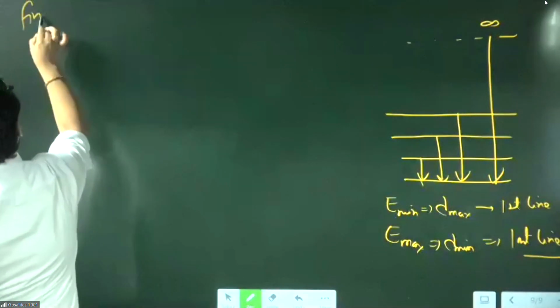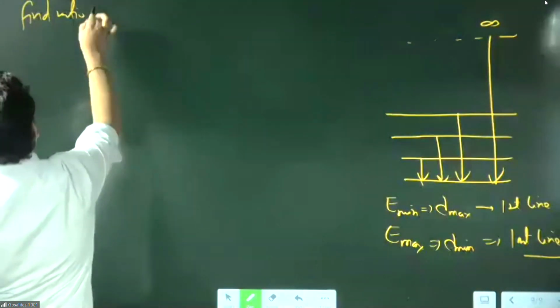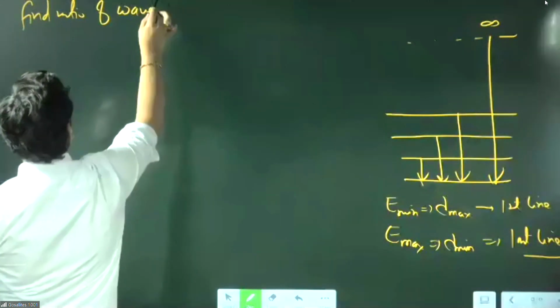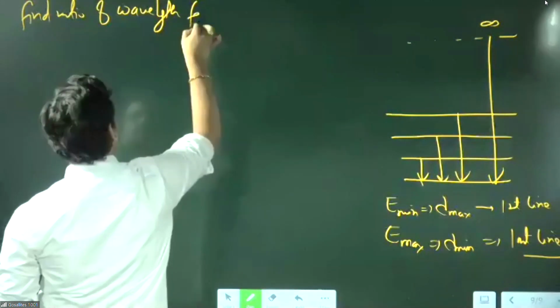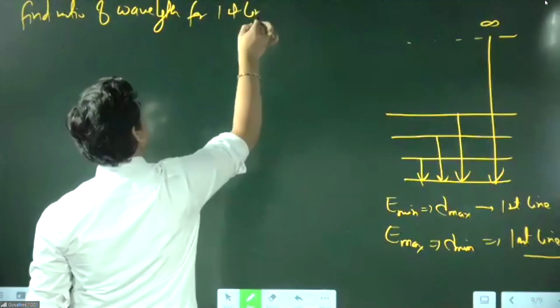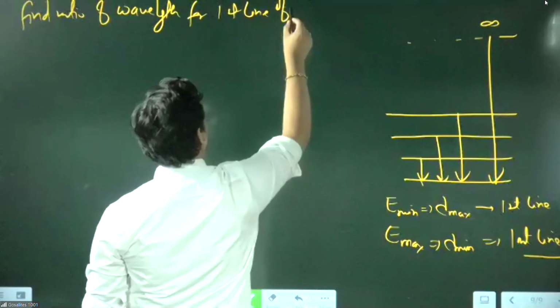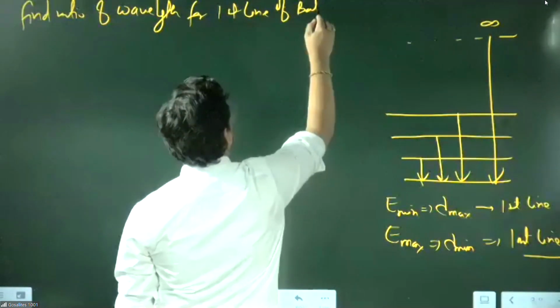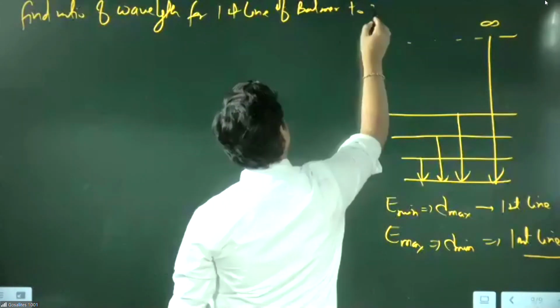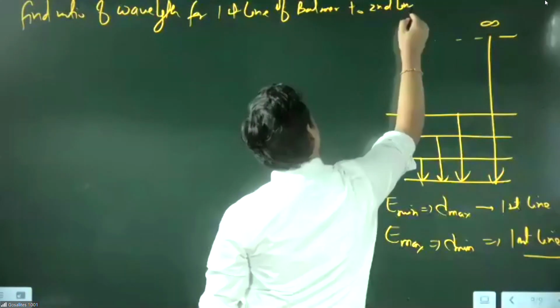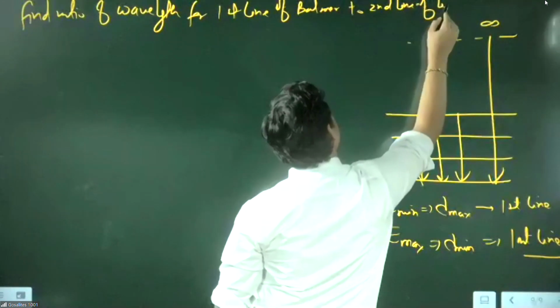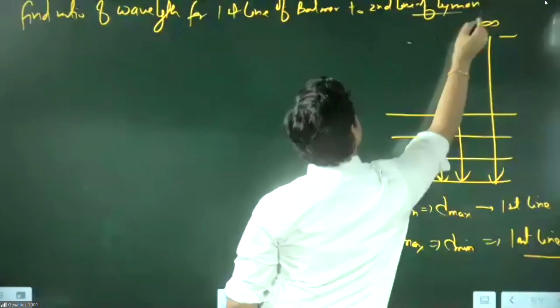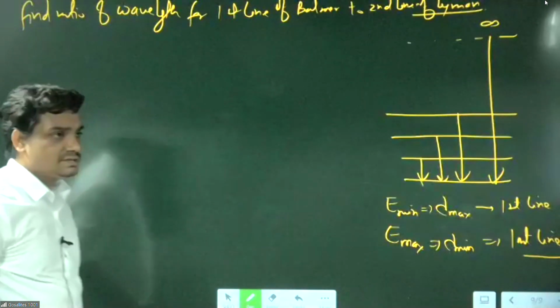Find the ratio of wavelength for the first line of Balmer to the second line of Lyman. Second line of Lyman. Okay, this is the question.